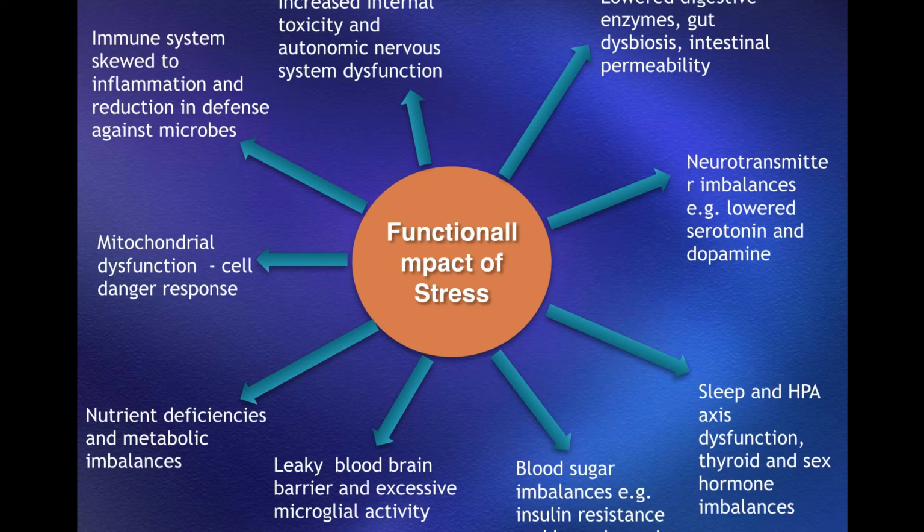Leaky blood-brain barrier and excessive microglial activity. You see brain inflammation in chronic fatigue. We'll talk about that in a second. We'll be peeing out all our magnesium if we're chronically stressed, and the other classic nutrient deficiencies, which we're not absorbing as well because of lowered digestive enzymes. Mitochondrial dysfunction, I'll briefly talk about the cell danger response, which is really the cutting edge of research looking at mitochondrial dysfunction.